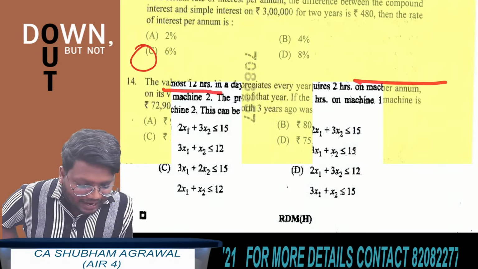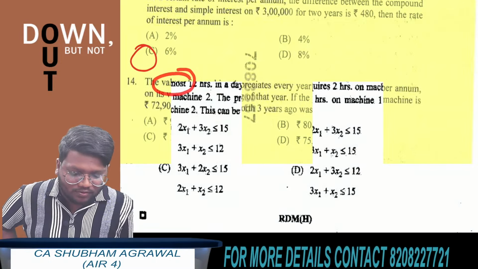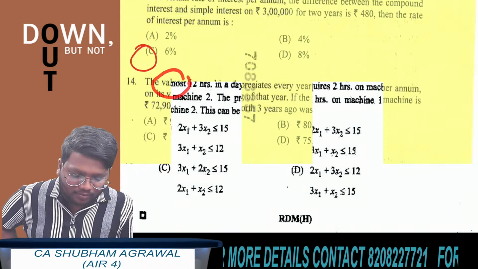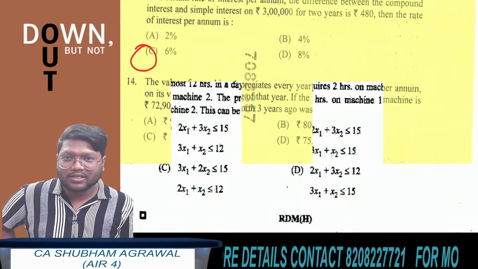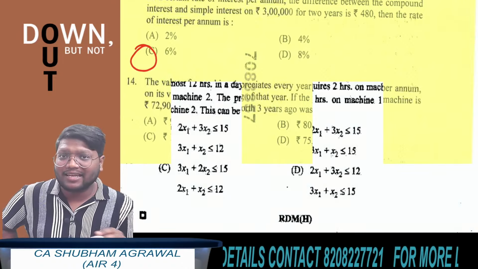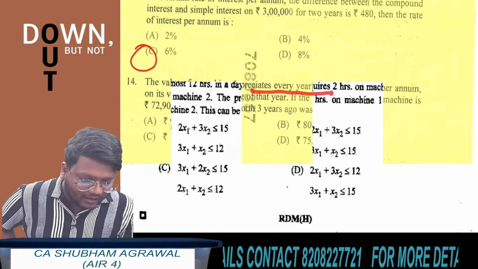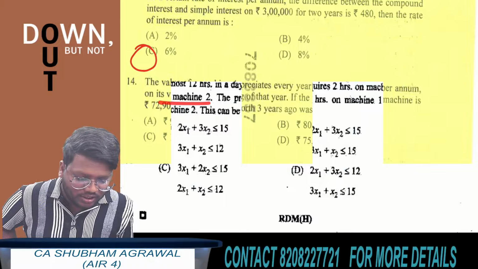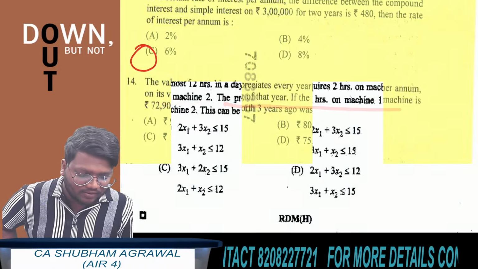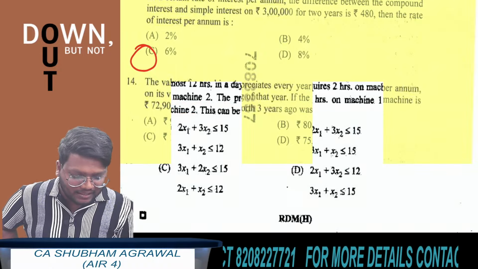The second machine can be used at most 12 hours. At most means what? Maximum. We can use the second machine maximum for 12 hours. So again, we have to use the less than or equal to sign. Product A requires 2 hours on machine 1 and 3 hours on machine 2. Product B requires 3 hours on machine 1 and 1 hour on machine 2. This can be expressed as.